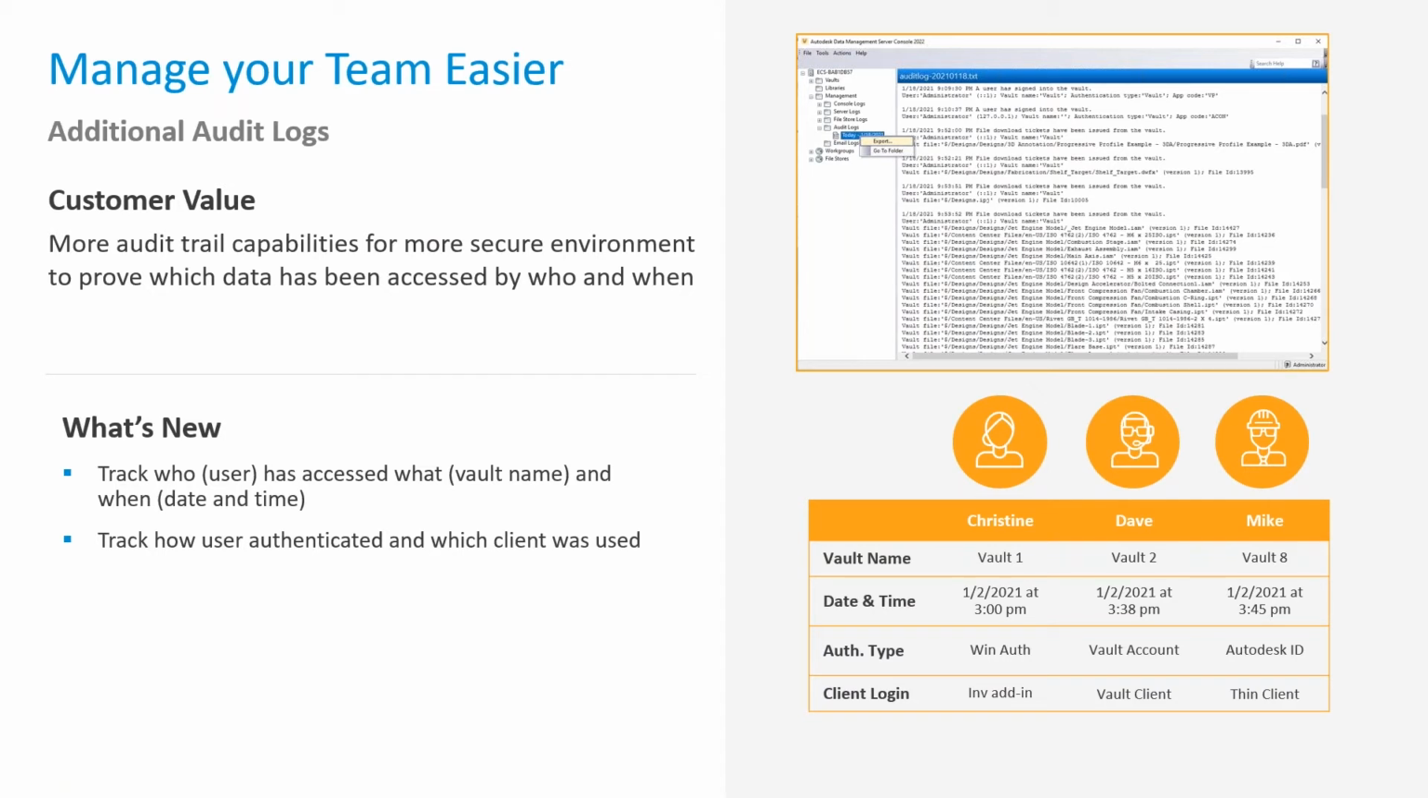I guess based off of that too, now we can track that a little bit easier. So there are some different audit logs they've added now as far as who's accessing which vault. A lot of companies have multiple vaults. If they have, maybe, a mechanical and an electrical group that don't really collaborate, having some separation there can be beneficial as far as overall search capabilities, and being able to not have such an overly large vault. They can be separated out. So we can also track how they authenticated and which client was used.